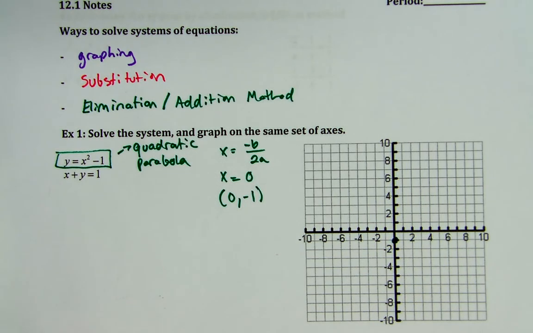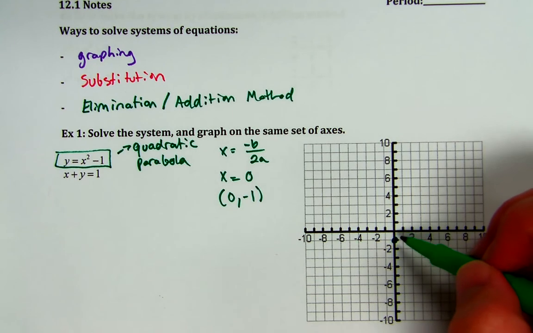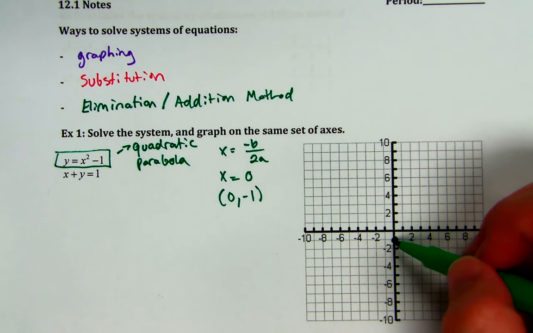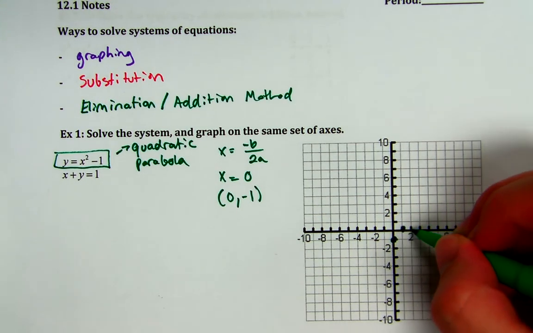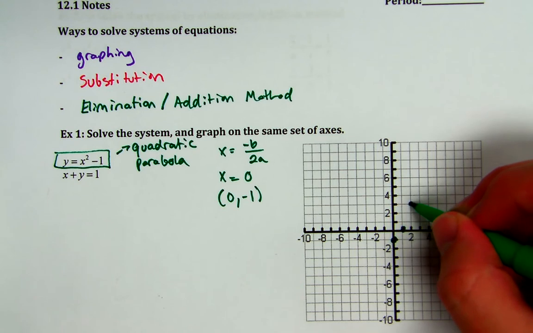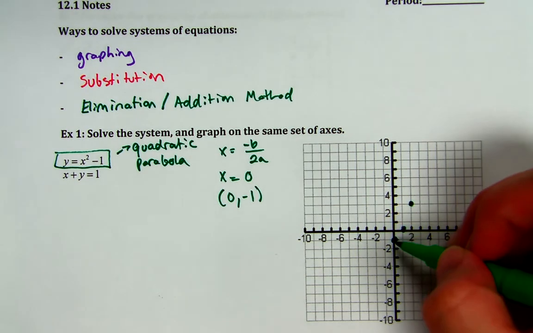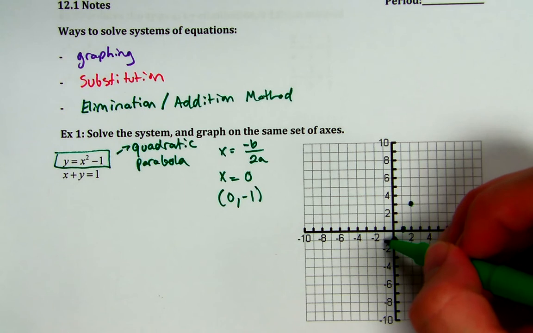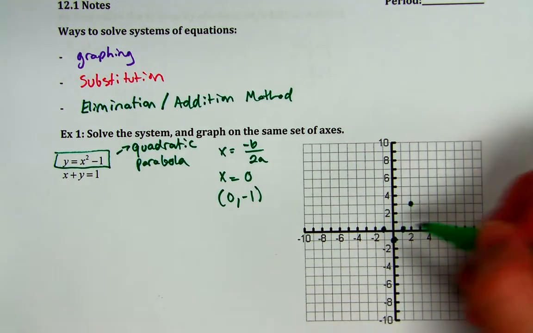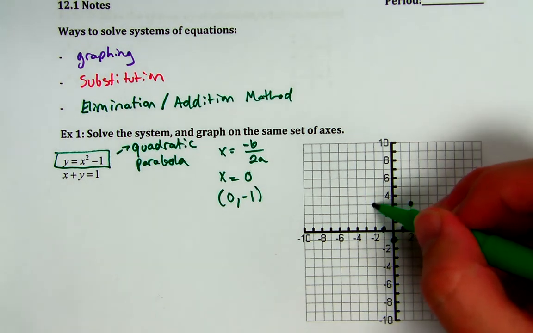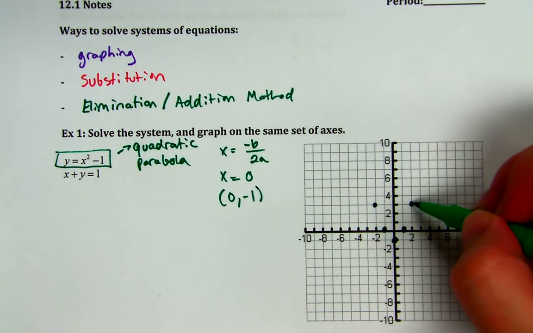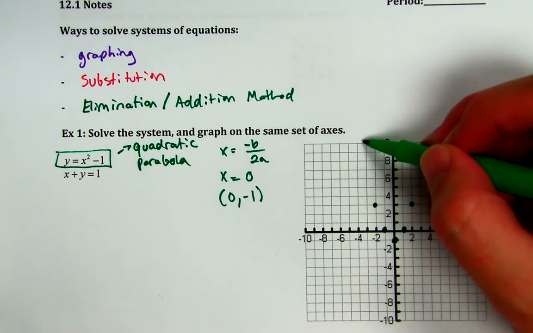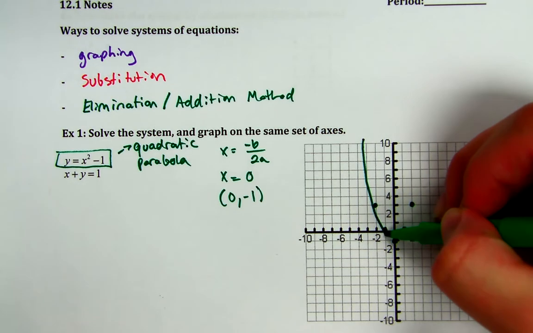Now you can use the pattern, you can use a table, or you can just plot some points. If that's the vertex, we're going to go over 1, up 1, and over 1, up 3 if you're using the quadratic pattern. Then we mirror that on the other side: back 1, up 1, and back 1, up 3. Again, we can keep going, up 5 over 1, but I'm going to call it a day at those, and connect my graph.